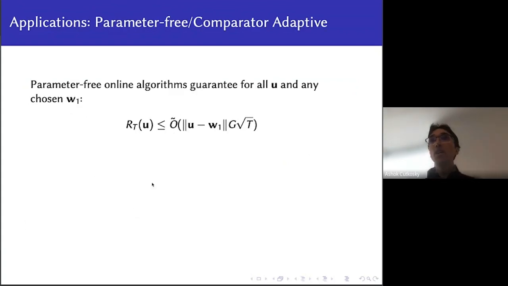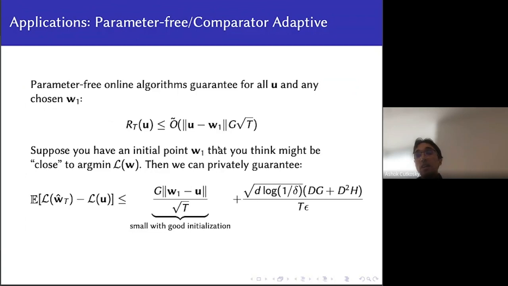As another example, we can use so-called parameter-free or comparator-adaptive algorithms. These are online learning algorithms that guarantee, as a worst case regret bound, for all comparators u, a bound that will depend on the distance between u and some initial point w1 that you provided the algorithm. So this is a non-uniform regret bound. And if you use one of these and you give an initial point w1 that you think is somehow close to the optimal value, then with privacy, you can guarantee essentially the same result. You just port in this u minus w1, and it'll show up here in the place of some diameter bound.